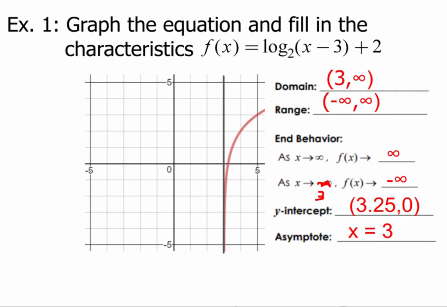So that's really what you need to know about logarithmic equations. You need to know what they look like, and you need to know that they have vertical asymptotes. And the asymptote is always x equals whatever your h value is.